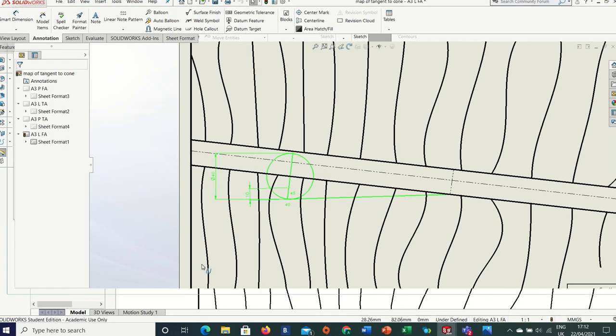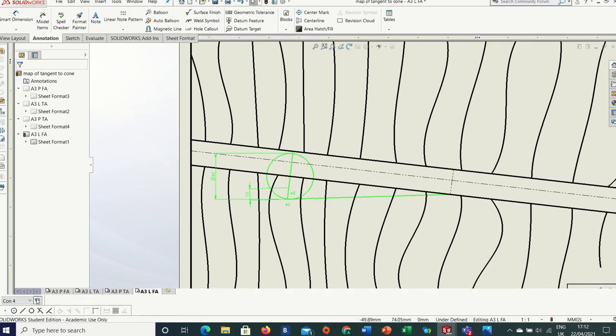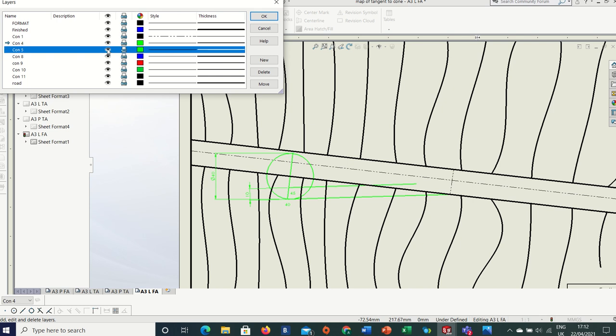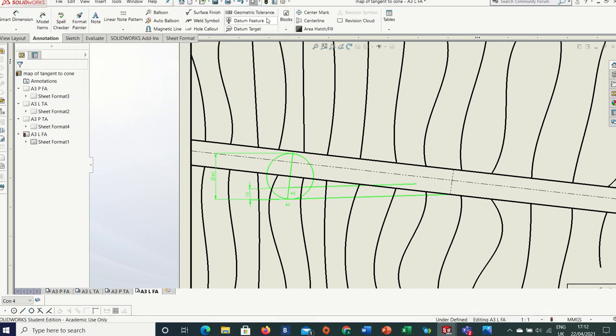So it's another key principle. The key principle is that the tangent to the cone is what makes up this construction. So you need to understand that a tangent only works if it has a line such as a generator and a point.